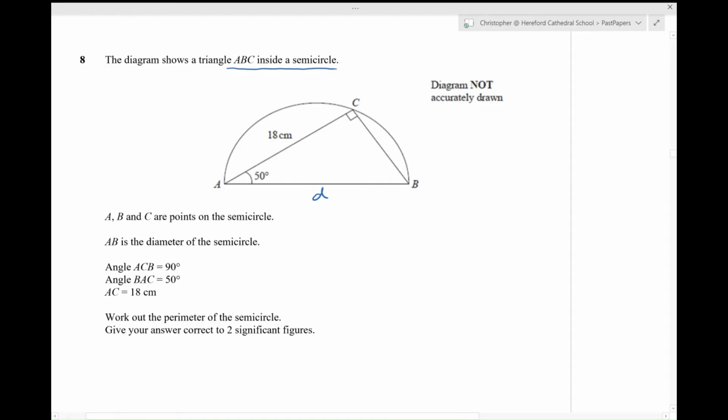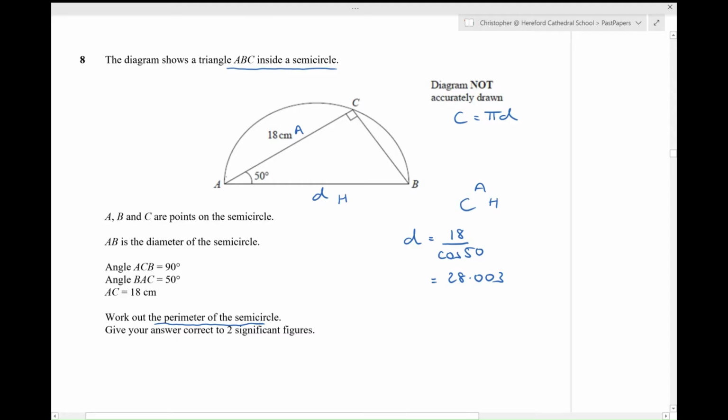I'm asked to work out the perimeter of the semicircle. Well, I really need to know the diameter, because then I can use the formula C equals pi times the diameter to get at the circumference of the circle. So how am I going to work out that diameter? Well, that's a right-angled triangle, isn't it? I know 50 here. 18 is the adjacent, and the D there is the hypotenuse. So I'm going to use cos, and I'm trying to find the hypotenuse. So my hypotenuse, which is D, will be the adjacent divided by cos of 50. So the diameter is 28.003.